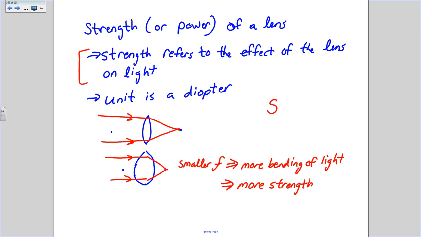That's going to look like this. The strength of a lens is equal to 1 over the focal length. Strength is capital S.